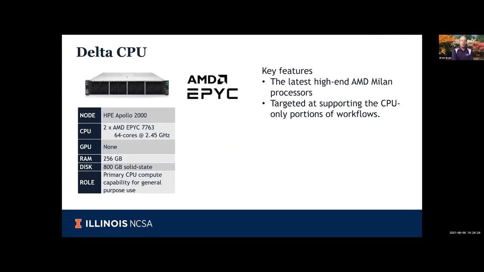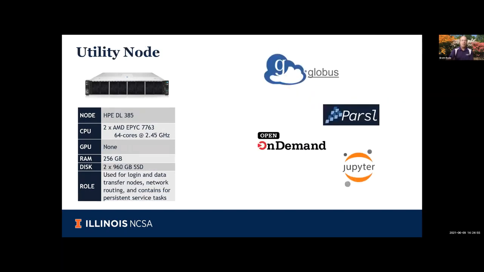On the CPU side, our CPU nodes are kind of standard configuration, dual socket, AMD Milan 64 core nodes, 256 gigs of memory, and a small amount of local scratch. Again, we have 124 of these, and their primary purpose is to support the CPU-only portions of workflows on the Delta system. We have 8 utility nodes that are configured pretty much identically to the compute nodes, only that these nodes are also connected to our external 100 gig network aggregation switch. So there are data transfer services or login nodes, network routing, and other sorts of things like that, as well as persistent services for users.